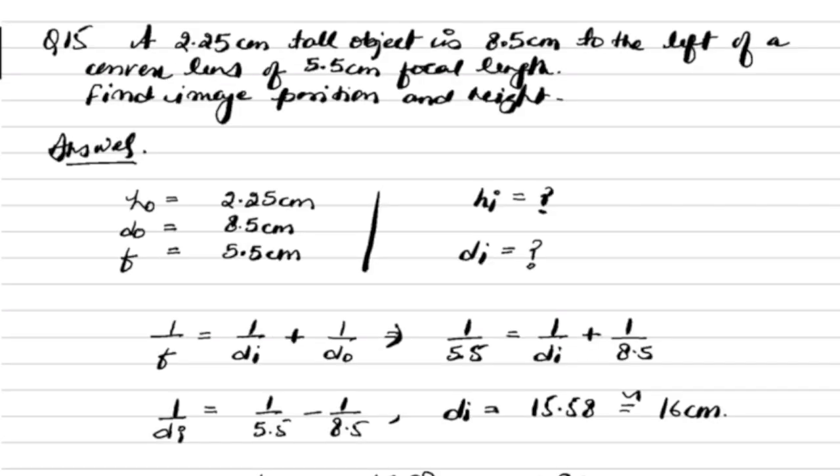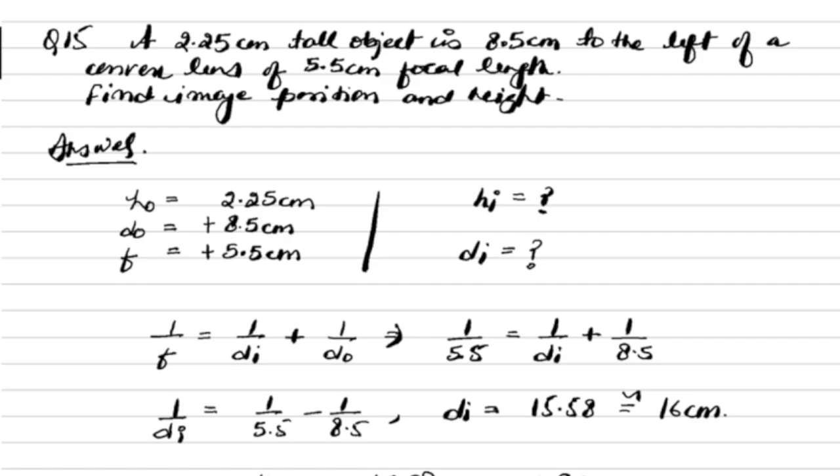Here's our second question. Let's read it. A 2.25 centimeters tall object is 8.5 centimeter to the left of a convex lens of 5.5 centimeter focal length. Find the image position and the height. So what is given? The height of object is given, 2.25 centimeter. The distance of object is also given, where it is being kept, 8.5 centimeter, and focal length is also given, 5.5 centimeter.